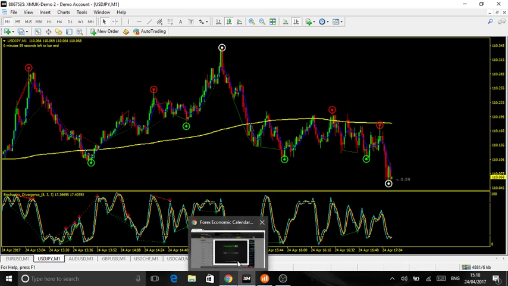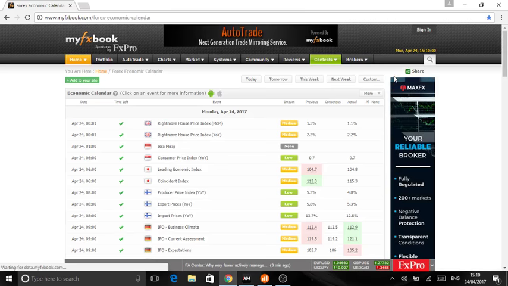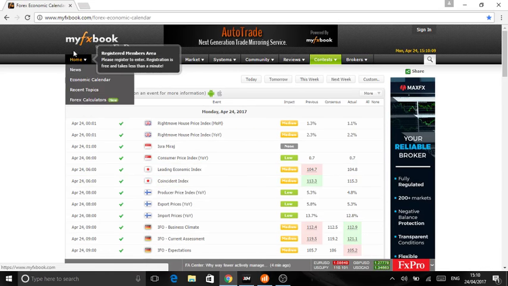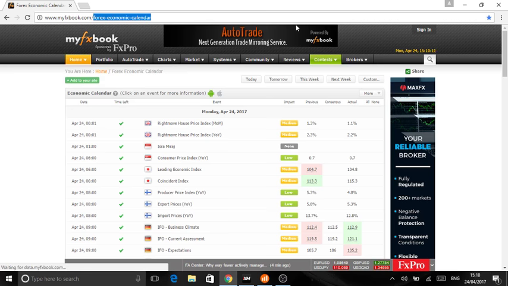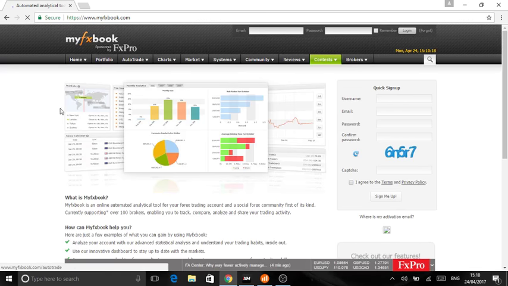Before you start your trading, guys, I would advise everybody to go onto this website. It's called myfxbook.com. Once you go onto it, you'll be brought to the home page, which looks like so. Let's wait for this to load. The home page will look like so.